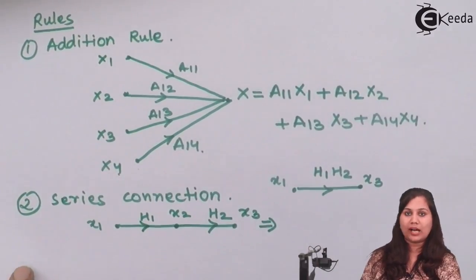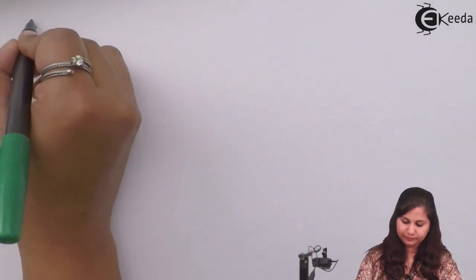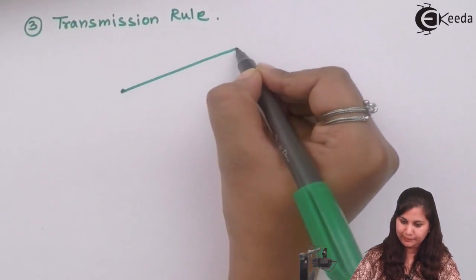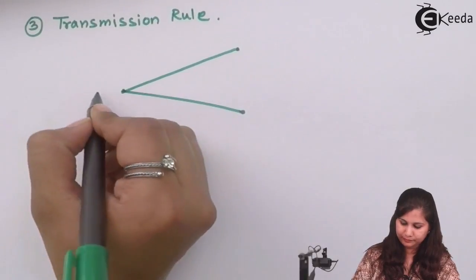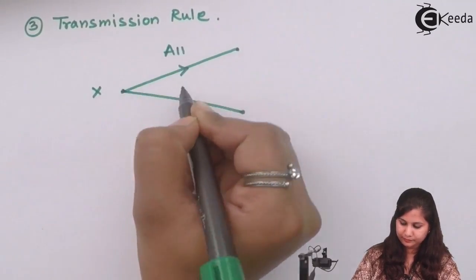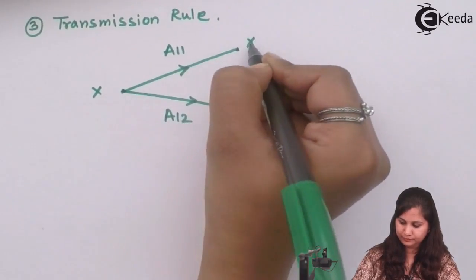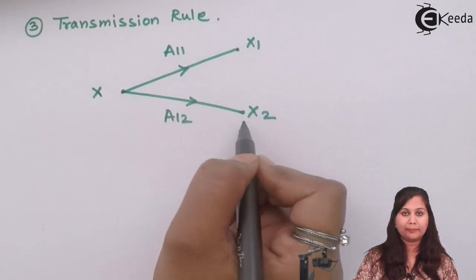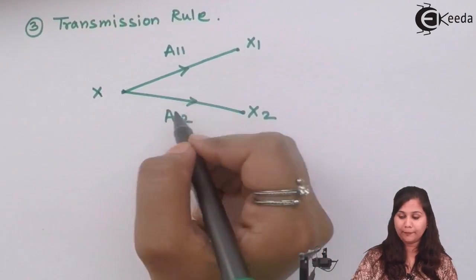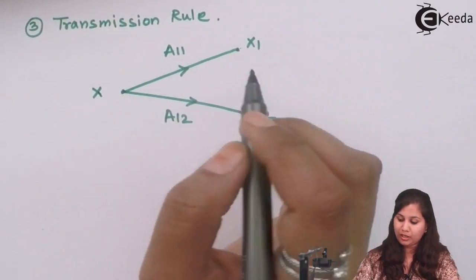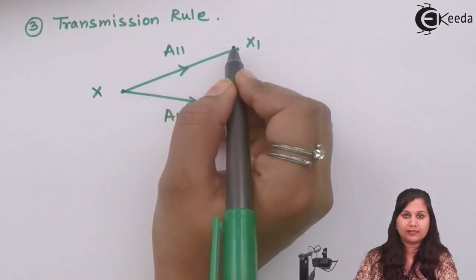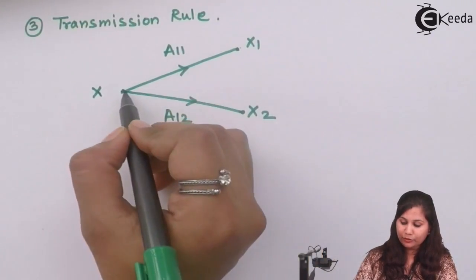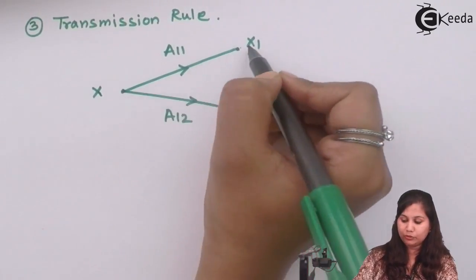Now the third rule is the transmission rule. Let's take an example. We have this as the output node. The branches are coming out from it. So we have x1 and x2 here. So a11 is the gain of this branch, and a12 is the gain of this branch. So this rule says that the value designated by this node will be transmitted to these nodes.